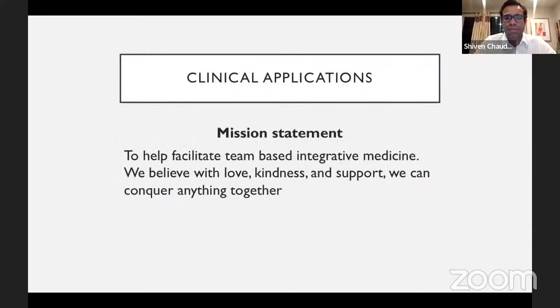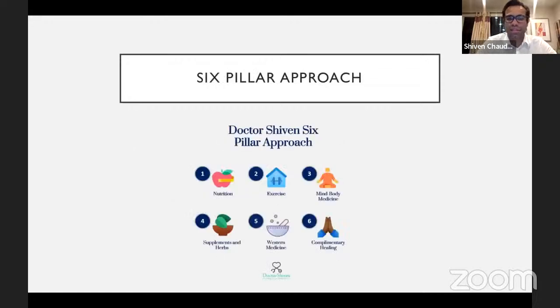So how do you apply this in clinic? This is the mission statement of my practice. It is to help facilitate team-based integrative medicine. We believe with love, kindness, and support, we can conquer anything together. This is our 6-pillar approach.